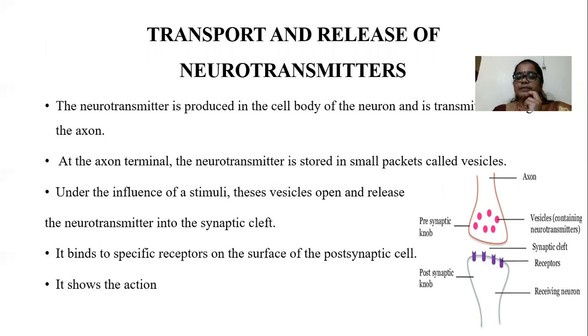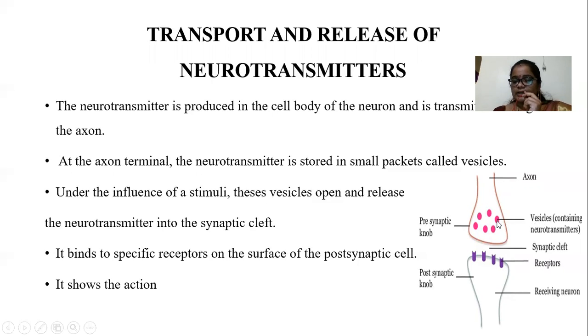Okay, what is the transport and release of neurotransmitters? A neurotransmitter is produced by the cell bodies of the neuron. The neuron consists of cell bodies and axons. The main site of production of neurotransmitter is the cell body, and it will be transmitted along the axon to another neuron. At the end of the axon nerve terminal, there are synaptic vesicles.